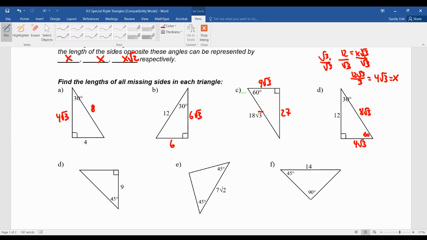Here's some 45, 45, 90 stuff down here. Obviously, this has to be 9. That's 9√2. If that's 7√2, these are both 7.